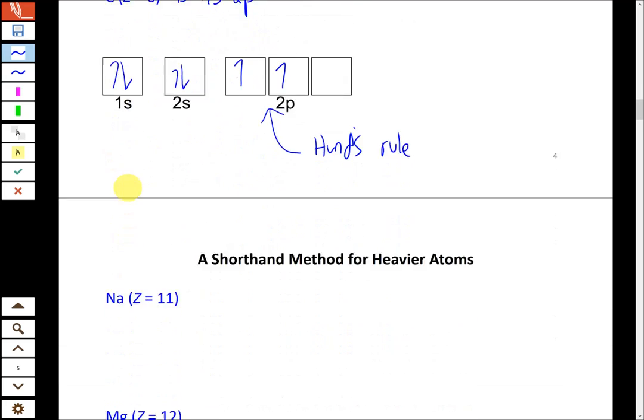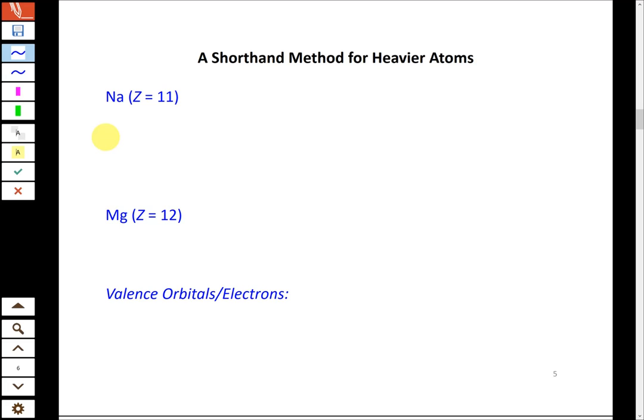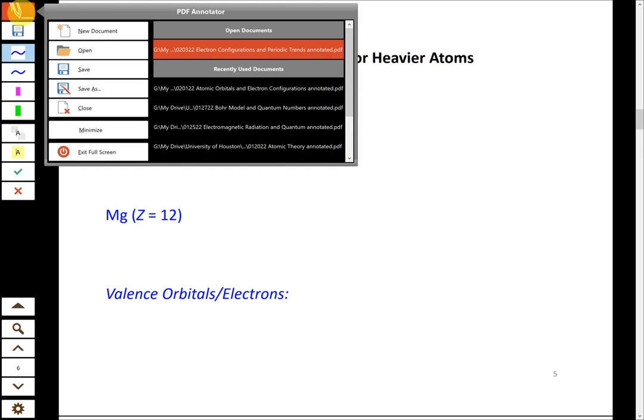All right, so if we move on then to some heavier elements, it gets a little bit unwieldy at times because if you have a lot of electrons, you have a lot of subshells to fill, you have to keep track of all of them. So there is a shorthand method that you will commonly see. So if we do Na, which is sodium, atomic number 11, let's go through the full configuration for that and just see how it works.